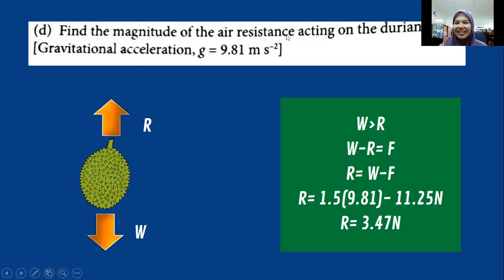Okay, find the magnitude of the air resistance acting on the durian. As we know, the durian accelerates downward, so the downward force is greater than the upward force. So weight minus reaction is equal to F. Okay, R is equal to W minus F. R is equal to 1.5 times g, that is mg, minus the resultant force. You don't need to find ma because you already have the magnitude of the resultant force here. The resultant force involved here is only F. Okay, R is equal to 3.47 Newton.